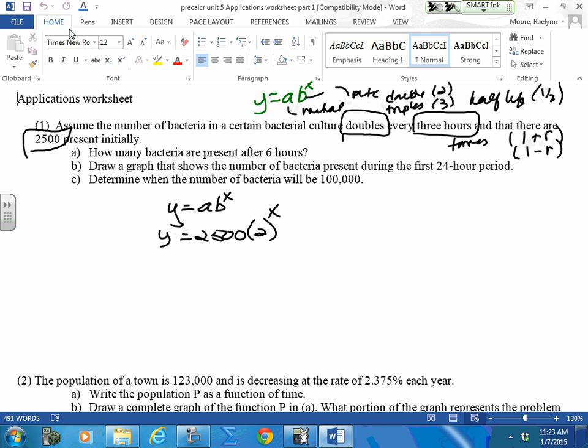Every 3 hours. Now remember I said yesterday, if you try to do this logically, it'll make sense. And then when you put it in your calculator, you'll see if it's the same as your table. So if you started with 2,500 units of bacteria, after 3 hours, this doubles. What should this be? 5,000. After 3 more hours, this doubles. 10,000. We should be able to see this. So right away, we can even answer the second part. When x is 6.